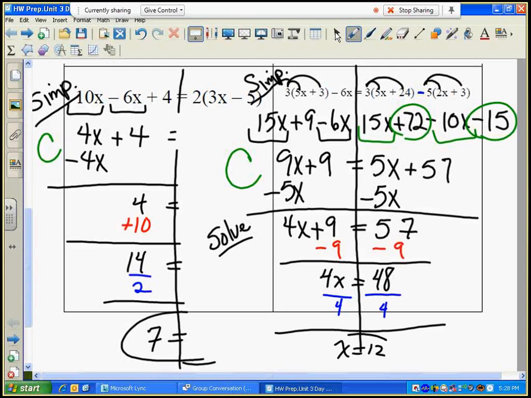Bada bing. The majority of our problems like this will be like the first two, but I think you guys should be able to simplify, then collect, and then eventually solve.